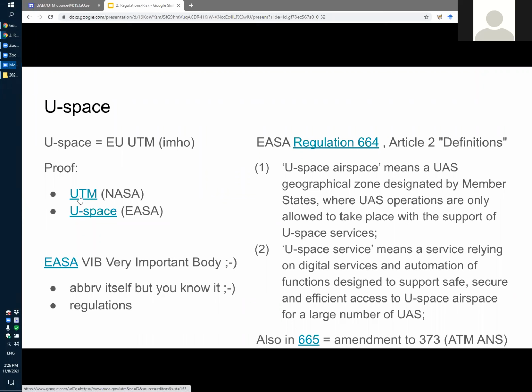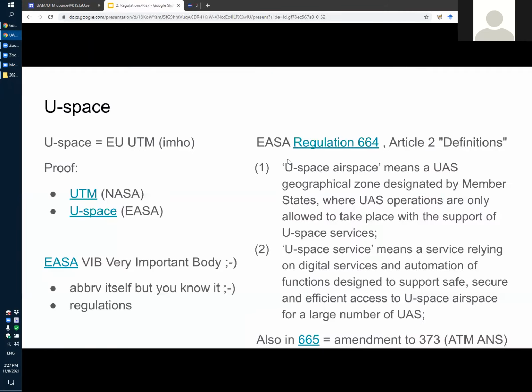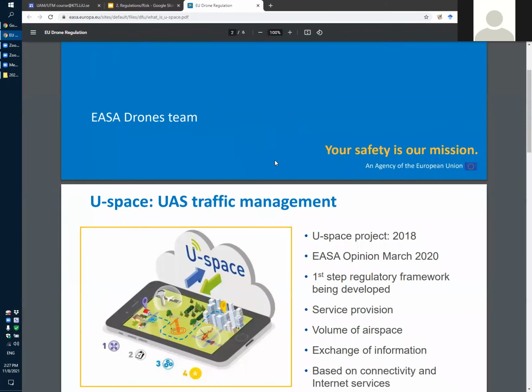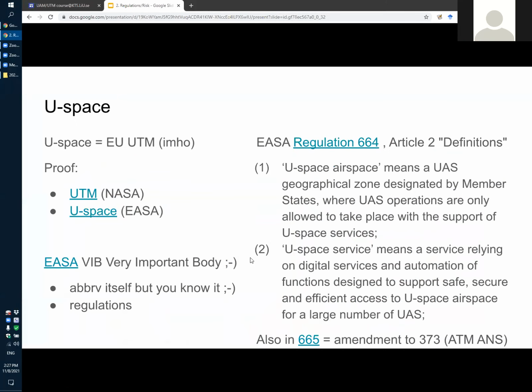So UTM, the term was coined by NASA, and if you look at the definition of it, it's, as we said, UAS Traffic Management System. They had this UTM project. It will come up more during this course. Well, UTM is in the name of the course. Now you look at the definition of EASA, U-space, UAS Traffic Management, completely equal to the definition of UTM from NASA. So I guess I have the reason to say that U-space is the European analog of UTM.